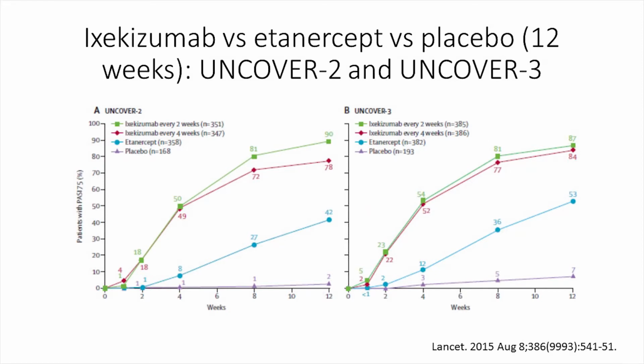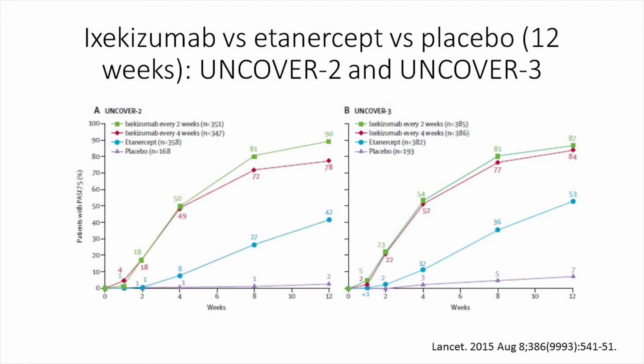These are the UNCOVER 2 and UNCOVER 3 studies. This is 12-week data, so this is a pretty quick response. What we can see is Ixekizumab every 2 weeks in the green versus every 4 weeks in the red. Then we see in the blue the response to etanercept and in purple the placebo. These are 2 very similar studies published in the Lancet, with Ixekizumab dosed every 2 versus every 4 weeks.